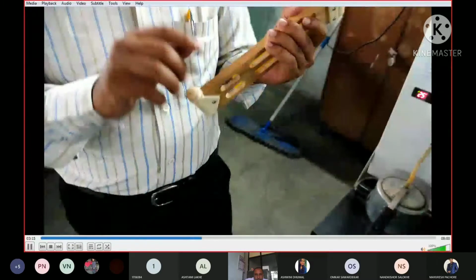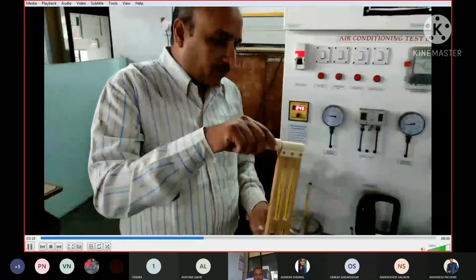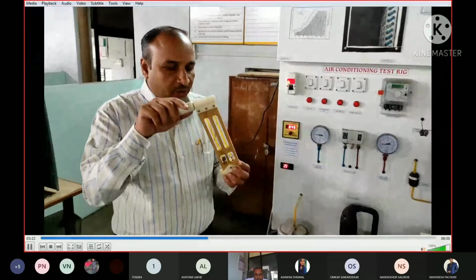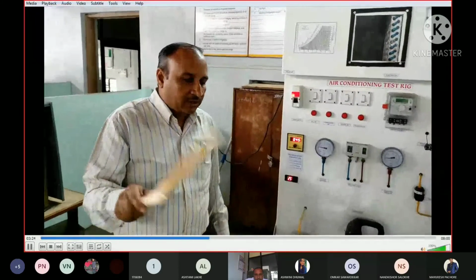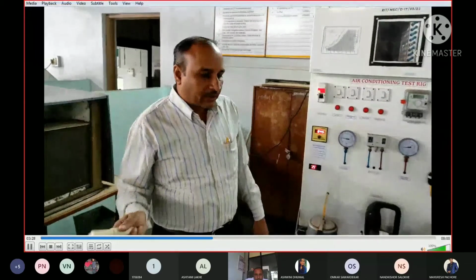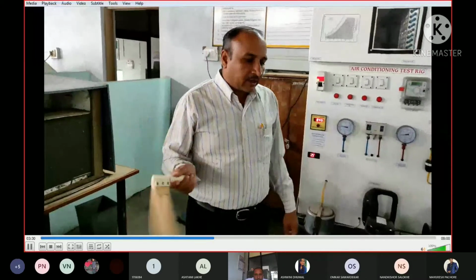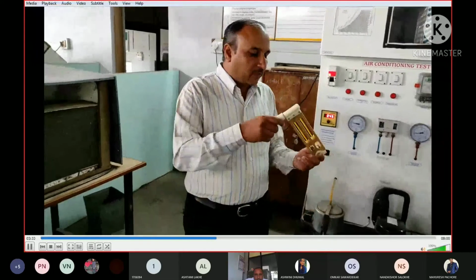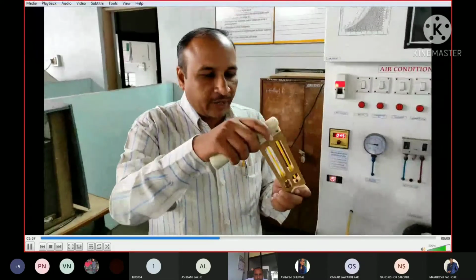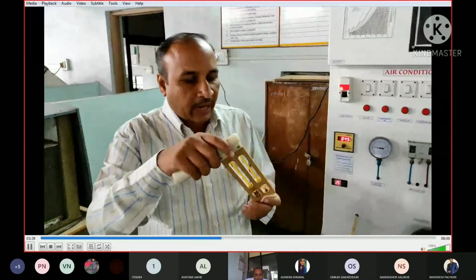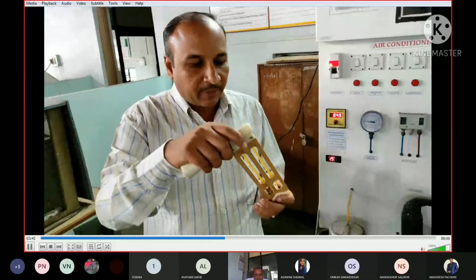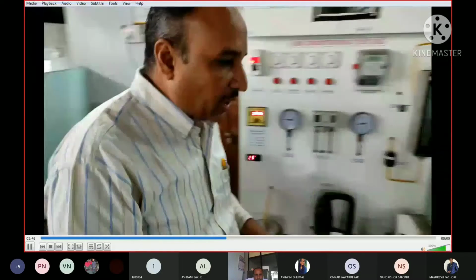For measuring the dry bulb temperature and wet bulb temperature, this is called a sling psychrometer. You have to revolve this at some velocity, let us say 2 to 8 meters per second. After revolving for some time, you can measure the temperature. Now it is showing 23 degrees Celsius as the dry bulb temperature and 21 degrees Celsius as the wet bulb temperature.